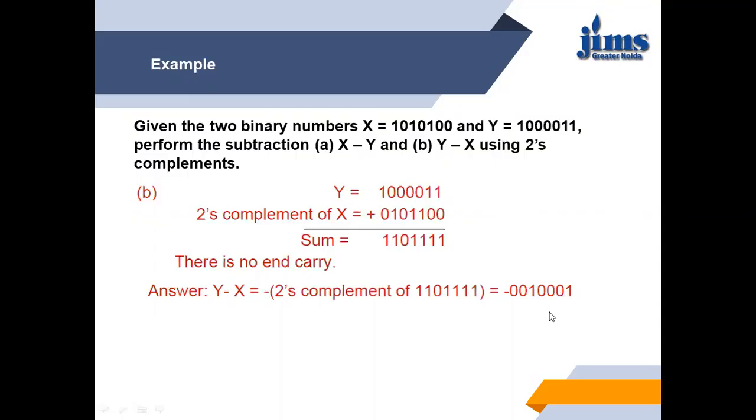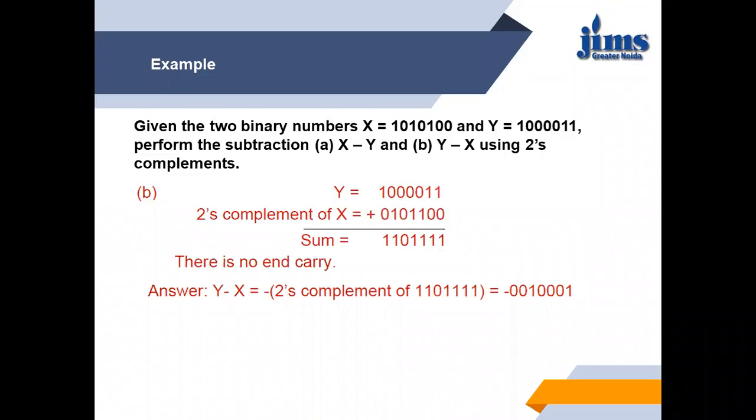So when you are subtracting using r's complement, if you have to perform X minus Y, whether the number is decimal, hexadecimal, octal, or binary, take the r's complement of Y and add it to X. If there is a carry, discard the carry. If there is no carry, then again take the r's complement of the sum and put a negative sign. The algorithm is pretty clear. We need not be confused.